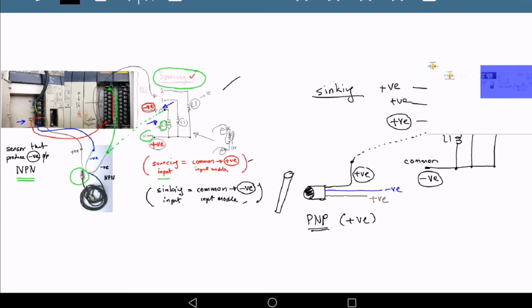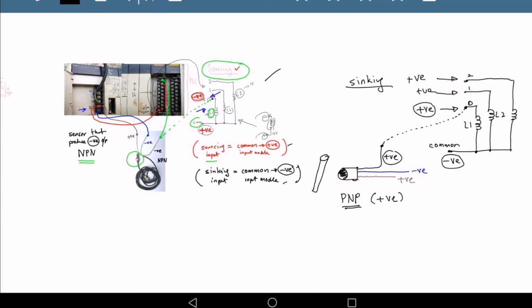Alright, there it is. So this is for syncing. The difference is it's either positive or negative to your common terminal of your PLC input module. Alright, so this is we talk about input.